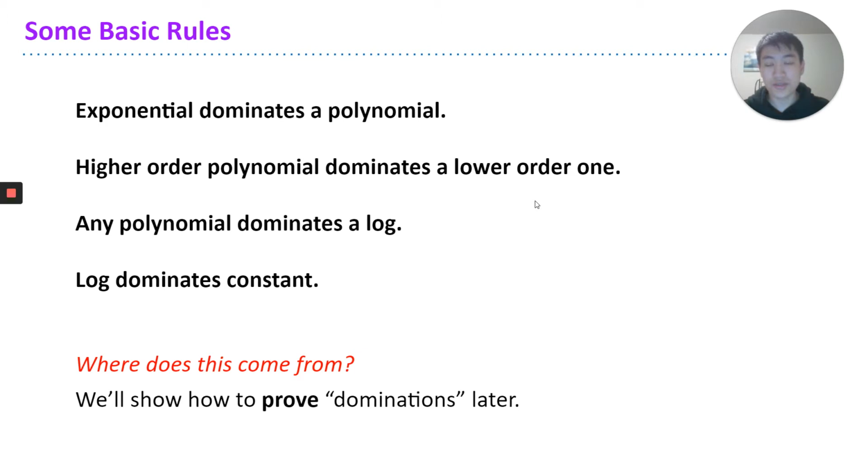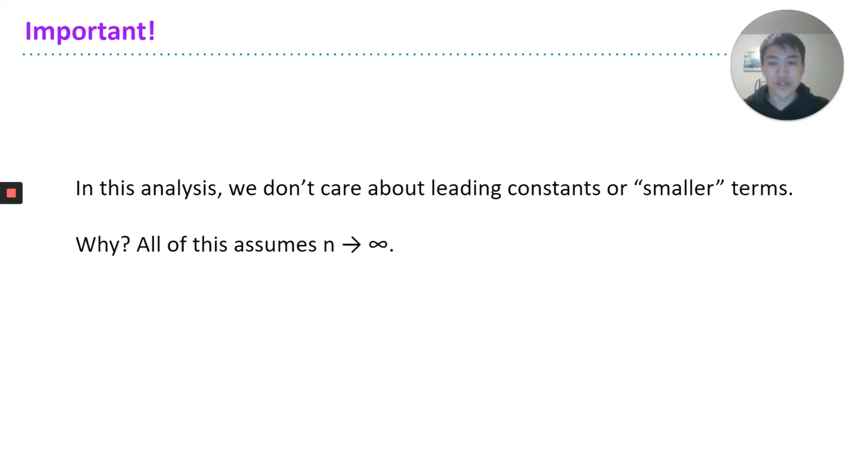Some basic rules that you may have learned from 143 are that exponentials dominate polynomials, and higher order polynomials dominate lower order. For example, n to the power of 4 will always dominate n to the power of 3 and 2 and so on. Polynomials always dominate log, and log dominates constants. We'll follow with the proof later on in the video. When we're analyzing these things, it's important to note that we don't care about constants, because we're assuming that n is approaching infinity. For example, 750 million is minuscule compared to whatever n is going to be.